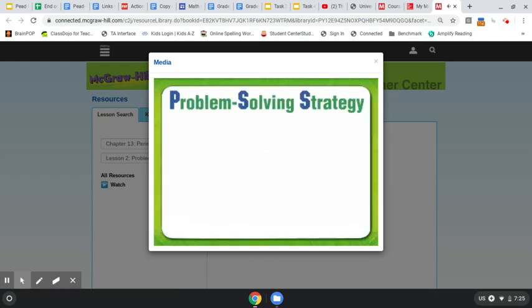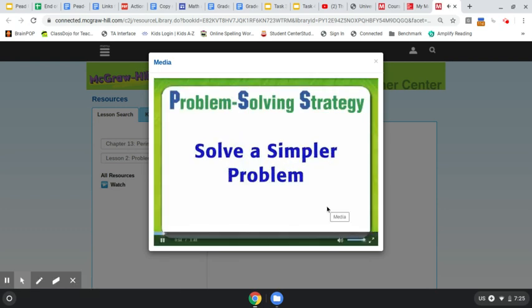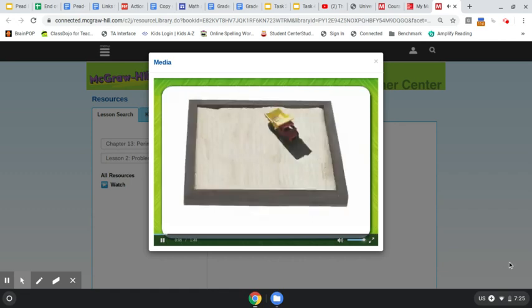Problem-solving strategy: solve a simpler problem. Cassandra's father is making a sandbox. It has the shape of a rectangle with a width of 4 feet and a length of 6 feet. The wood that goes around the sandbox costs $2 for each foot. Will $50 be enough money to pay for the wood?